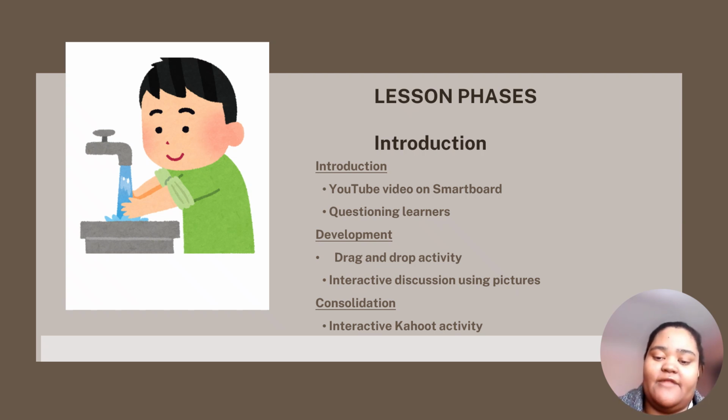Next is the development of the lesson. They are required to complete a drag and drop activity, and then after the activity, they are to discuss what is happening in the pictures with their peers. And to conclude, they will do an interactive activity on Kahoot where they compete with each other and see who can get as many correct answers as possible.